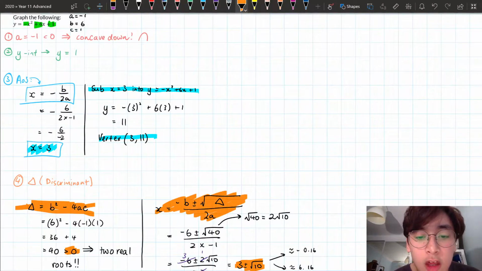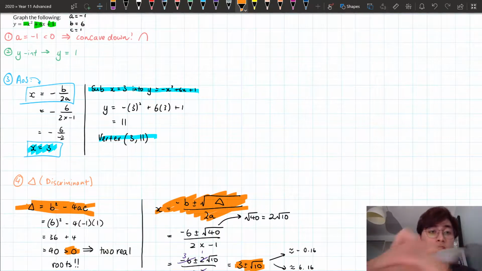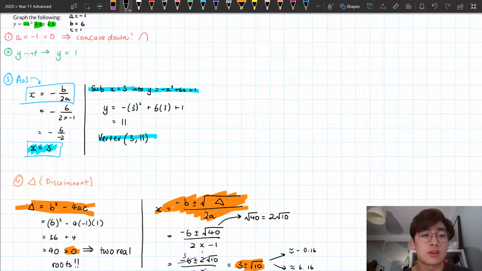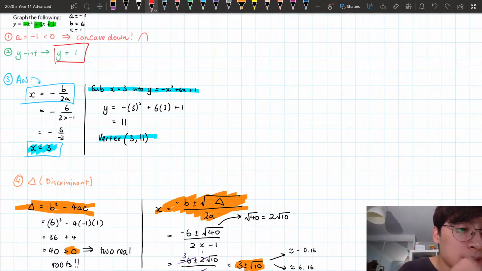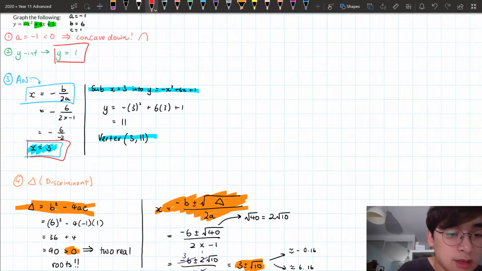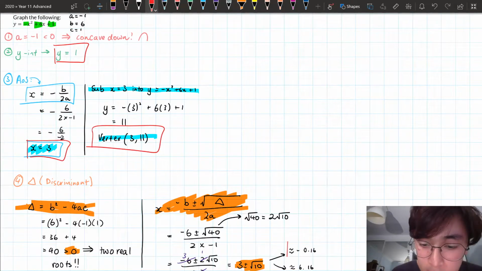Now, let's actually draw all of this onto a graph. So the first thing I know is it's a concave down graph. I know that the y-intercept is at 1. I know the vertex is at x is equal to 3. And I know it has 2 roots at negative 0.16 and 6.16. So I'll just circle these as I go. So as I look through this, I've got that, I've got this, and I've got these 2 values.